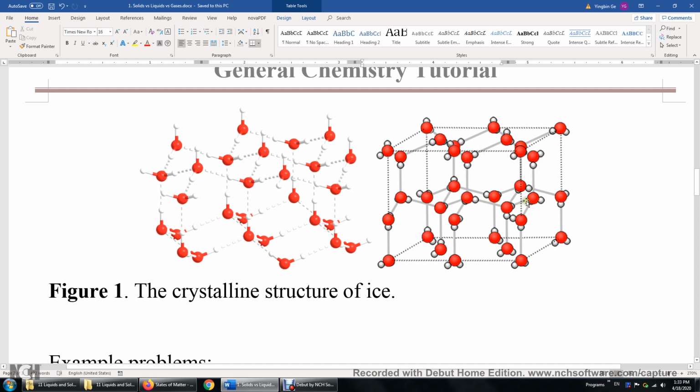What about this picture? It's also the crystalline structure of ice. These two are essentially the same structure. But over here, the gray sticks are used to present the hydrogen bond or hydrogen bonding.